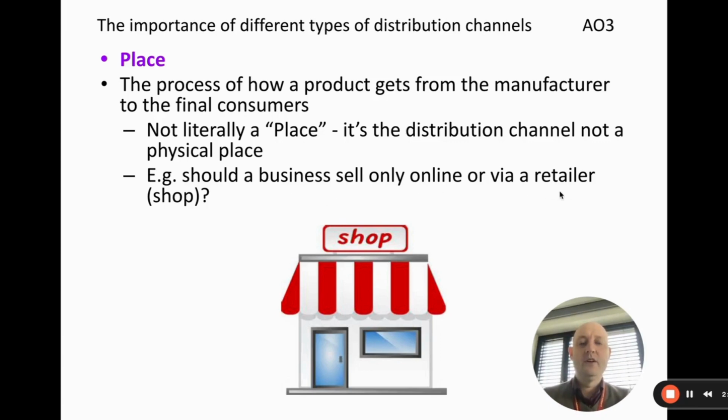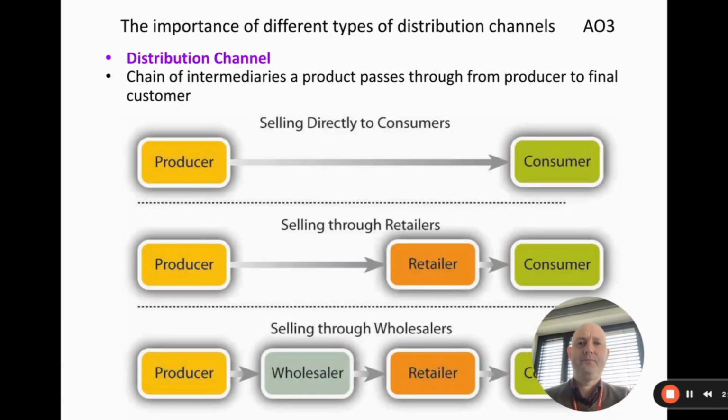And so one example we're going to look at is, should a business sell only online or via a retailer? So if they sell online, then it's going to go directly from the producer to the consumer, or they can go via a retailer, which we're going to call an intermediary. Now, with the example of a retailer, they are actually selling in a physical place, which is a shop, but they don't necessarily need to. So that's a slightly confusing thing about place.